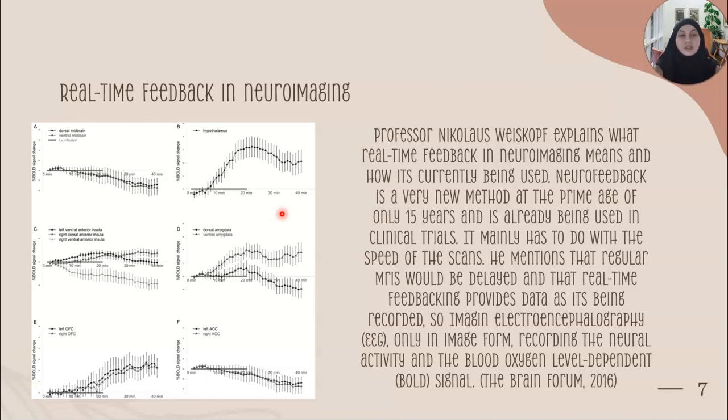So imagine electroencephalographies only in image form, recording the neural activity and the blood oxygen level dependent, or BOLD, signals. Here I found a chart or a graph during an IV infusion. These are the BOLD signals that happen within the brain, and these are different parts of the brain that are being recorded. So this is a graph showing the midbrain. This one's the hypothalamus, this one's the anterior insula, and this is the amygdala.